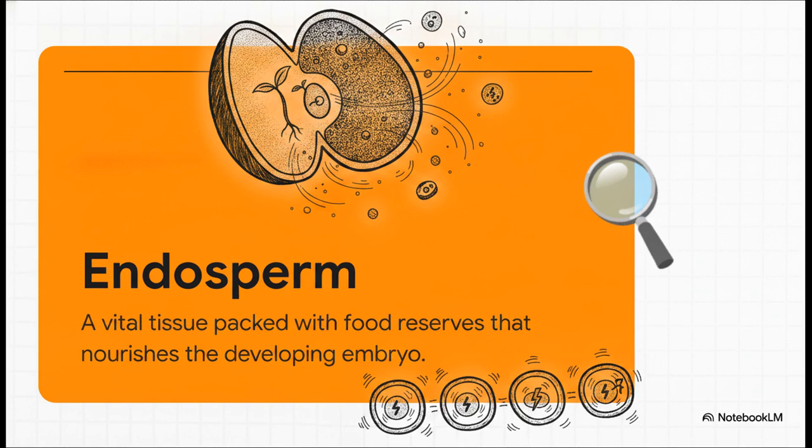This is a vital tissue packed with reserve food materials. Biologically, the primary endosperm cell rapidly divides to create this guaranteed food supply before the embryo even begins to really grow. It acts as a ready-to-eat meal designed specifically to nourish the developing plant embryo.